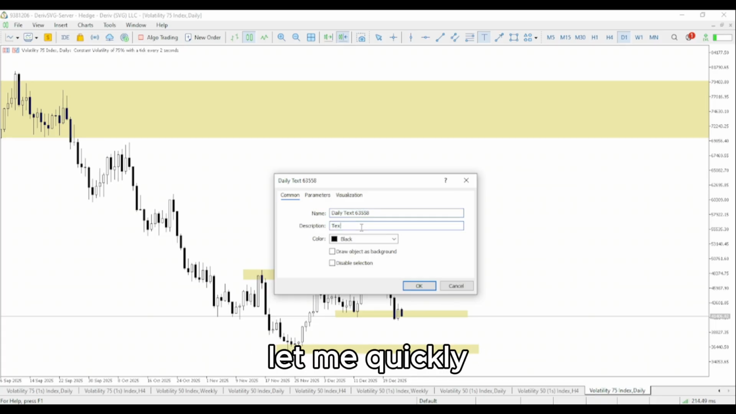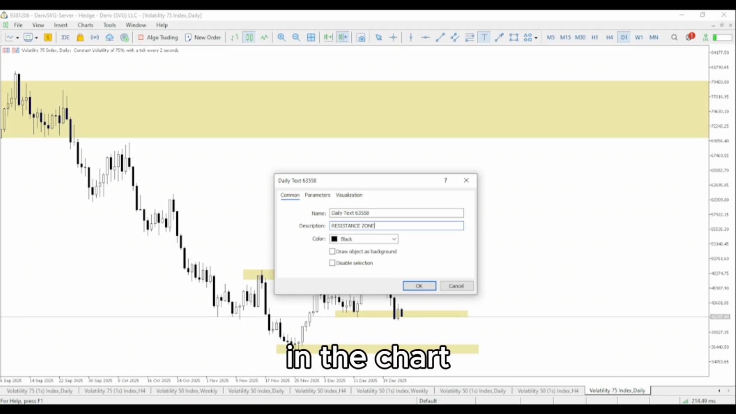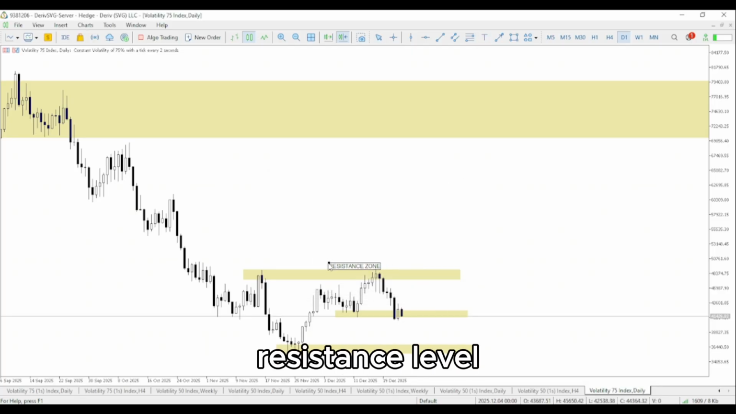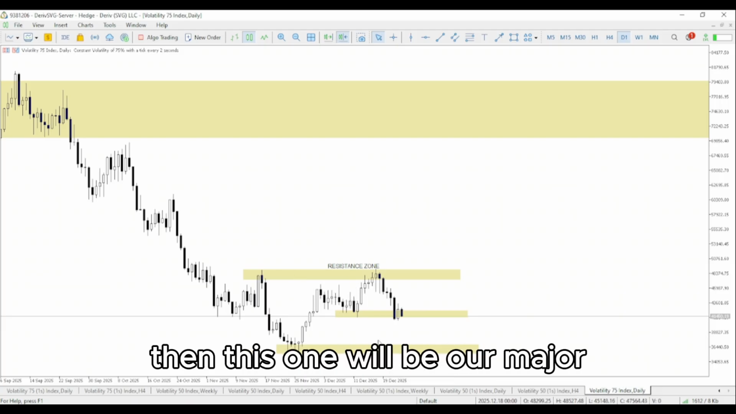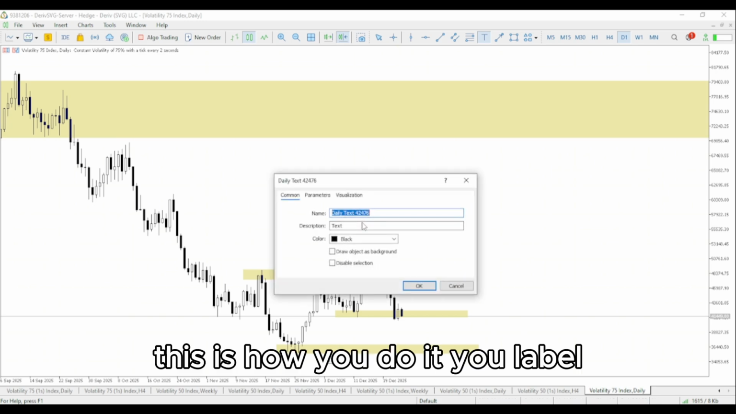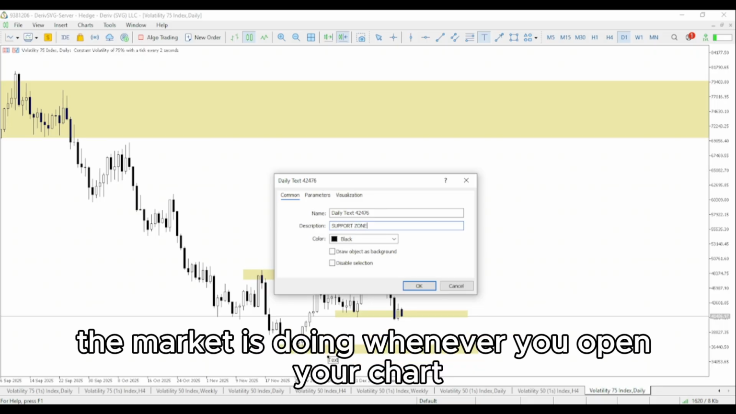Now let me quickly label this as our major key levels, so that you can easily see and understand what I'm talking about in the chart. This is our major key resistance level on the daily chart. You can see it right here. Then this one will be our major key support level in the chart. This is how you do it. You label them so that it becomes easier for you to understand what the market is doing whenever you open your chart.